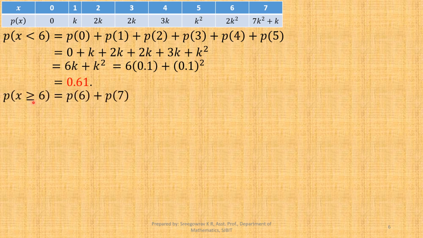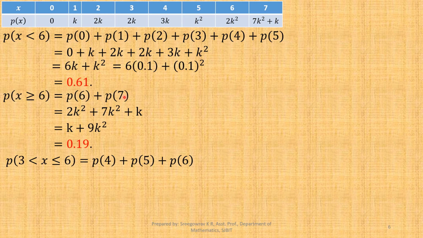Next question. P of x greater than or equal to 6. So for greater than or equal to, 6 is included. After 6 we have only one more value, that is p of 6 plus p of 7. Substitute from the table with the respective values, and by using the value of k we'll get the final solution as 0.19. And going to the next question, p of 3 less than x less than or equal to 6.